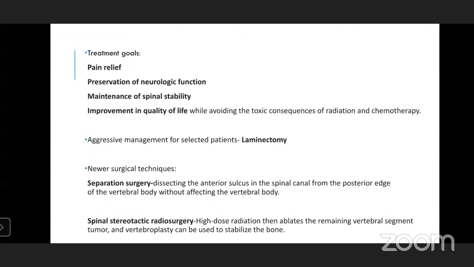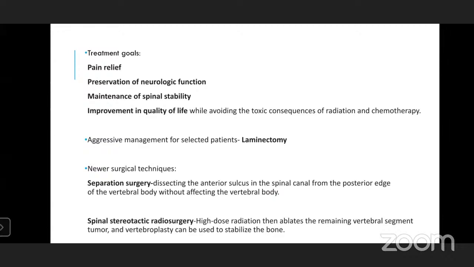So treatment goals of metastasis include pain relief, preservation of neurologic function, maintenance of spinal stability, and improvement in quality of life while avoiding the toxic consequences of radiation and chemotherapy. For selected patients, surgical management can be done, and conventional laminectomy is usually done.